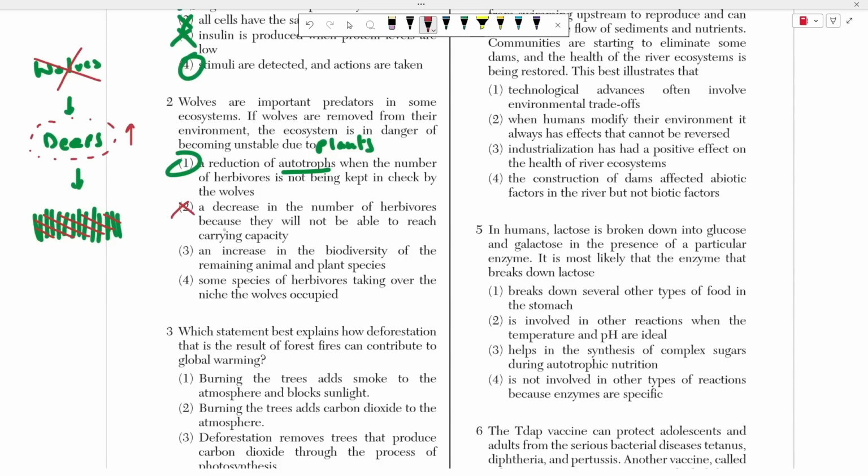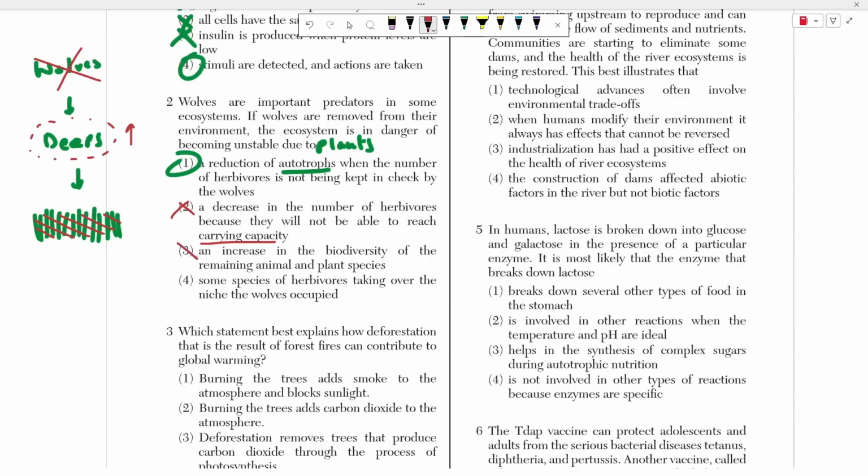A decrease in number of herbivores will, because they will not be able to reach carrying capacity. Carrying capacity is this natural limit of the size of an environment. But decreasing the wolves would actually lead to an increase in the number of herbivores. The wolves kill herbivores, so if you decrease the amount of wolves, there's less killing of herbivores, which means their population has to go up.